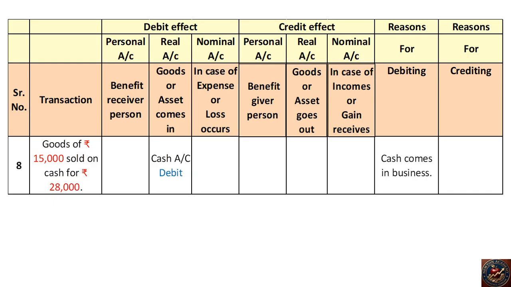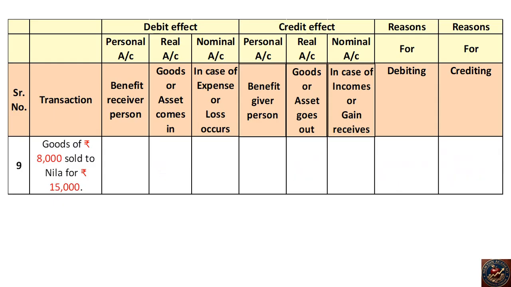Cash comes in business. The credit side. When goods are sold, it represents trading goods going out of our business. According to the real account rule, we credit what goes out. Therefore, we credit sales account. The reason for crediting is goods goes out from the business.